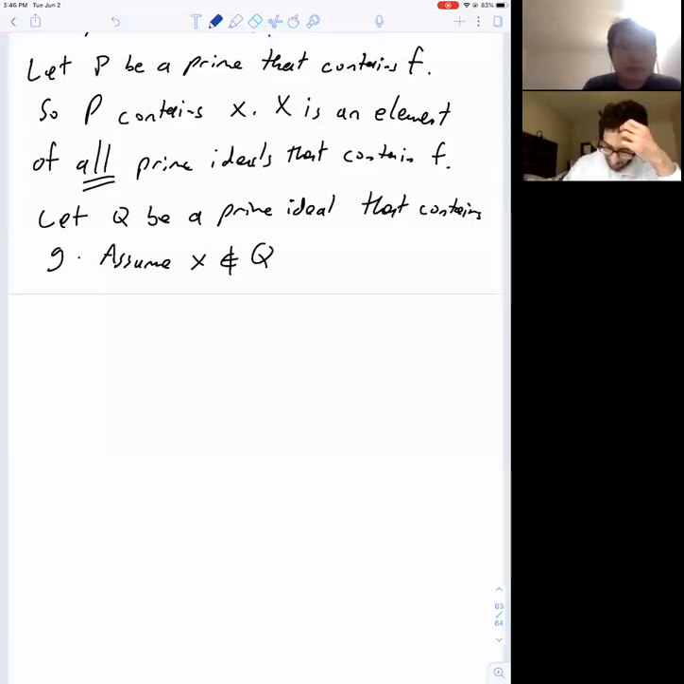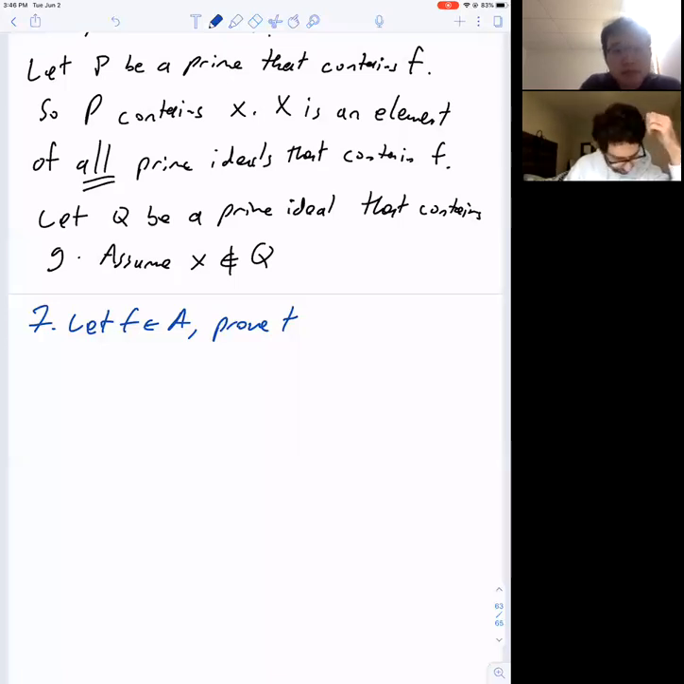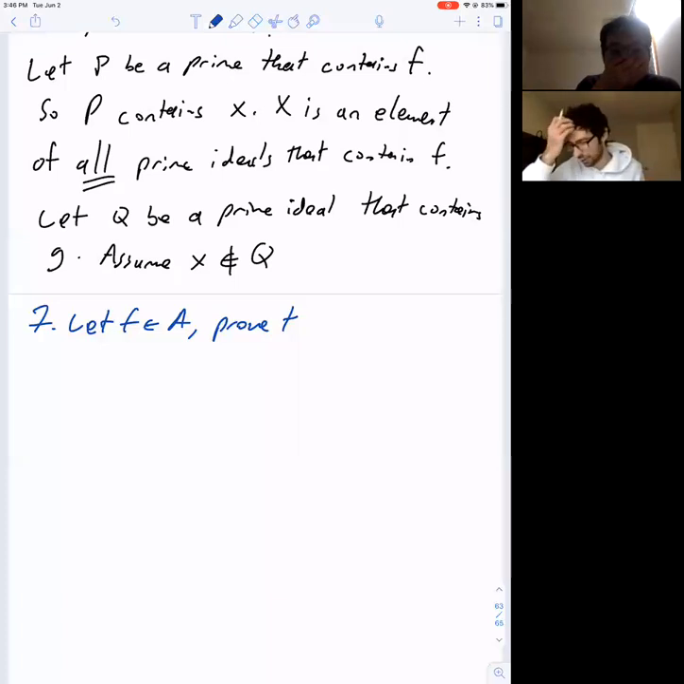So let f be an element of A. Prove that how do I prove that the basic open set X sub f is compact? So how do we prove this whole set of prime ideals is compact in the Zariski topology?